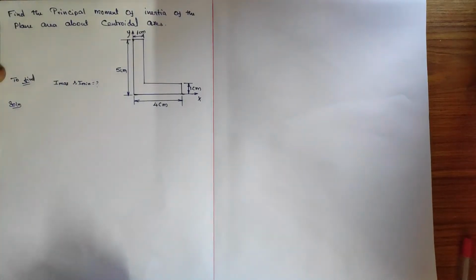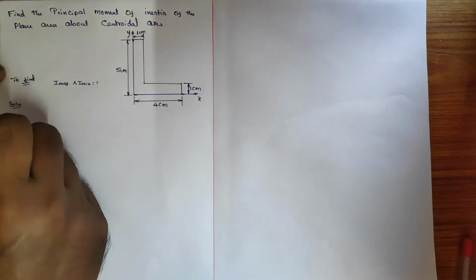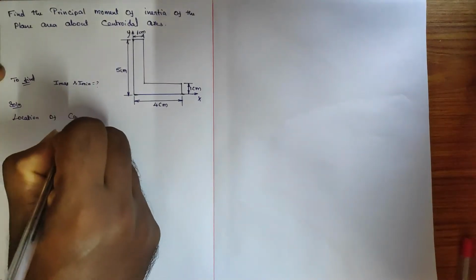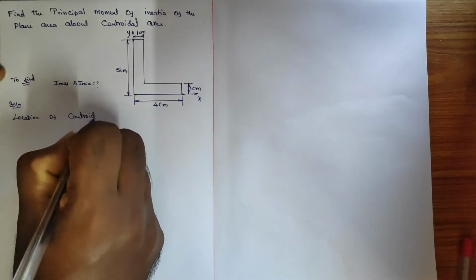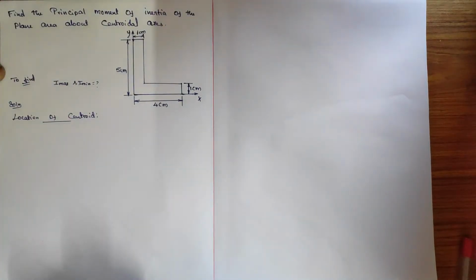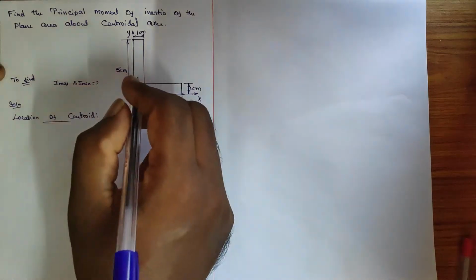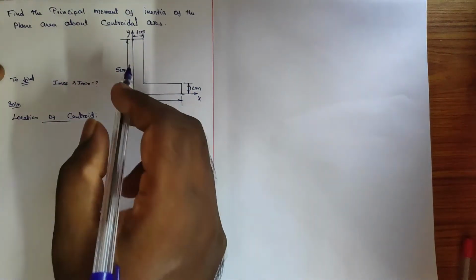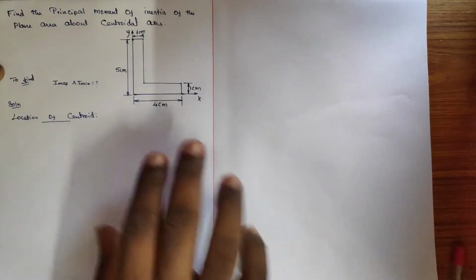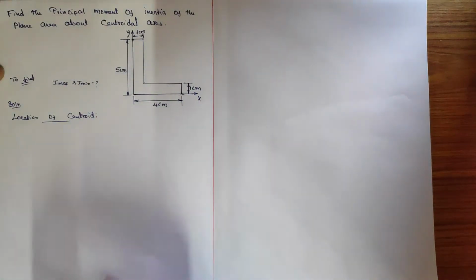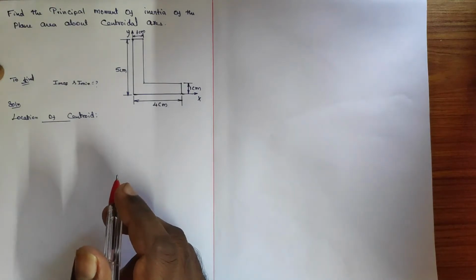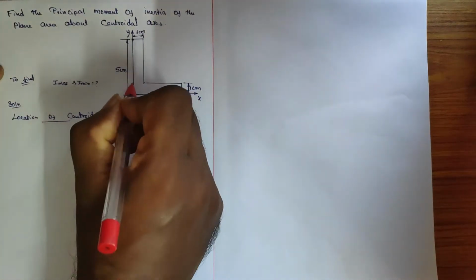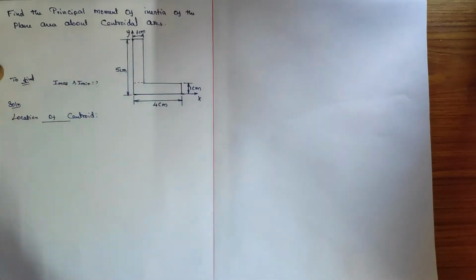Solution part. First start with the location of centroid. Location of centroid, this is the first step. Okay, so for that, already it is given in the diagram. Here the coordinate is ready, but we need to split it down into simple shapes. Okay, so this is the L section. I am just going to simplify it like this.